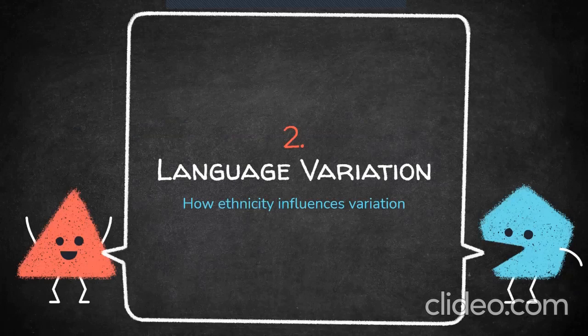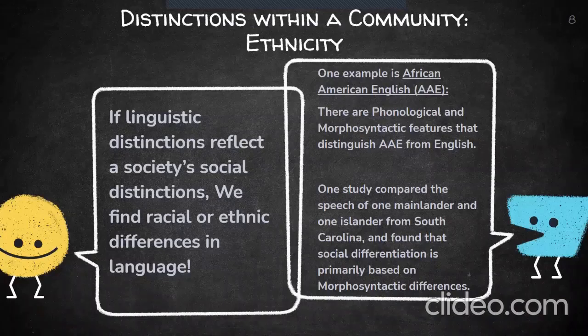All right. Now we're getting into the second part of language variation, which is how ethnicity influences variation. Distinctions within a community: ethnicity. So if linguistic distinctions reflect a society's social distinctions, we find racial or ethnic differences in language. One of the greatest examples is African American English, AAE. There are mostly phonological and morphosyntactic features that distinguish African American English from standard American English.